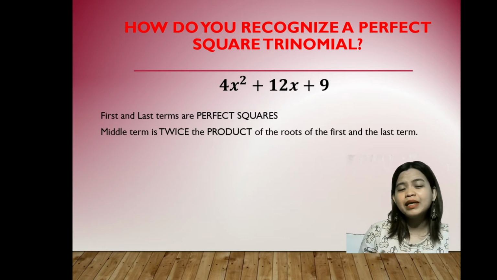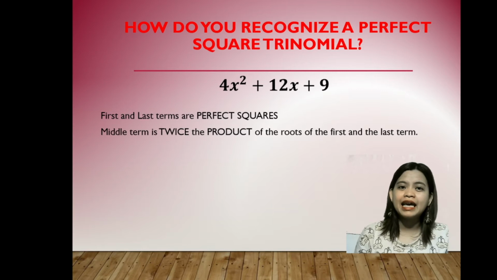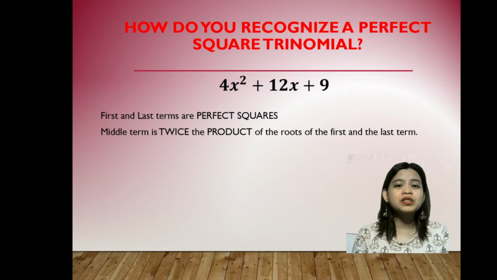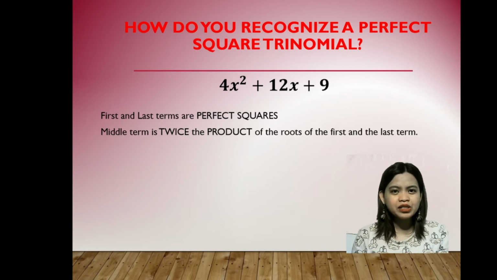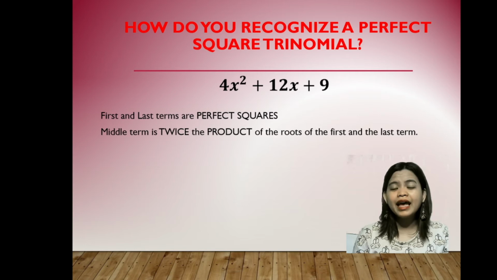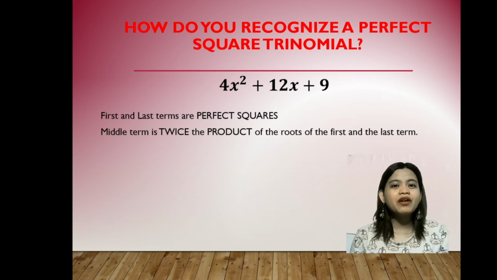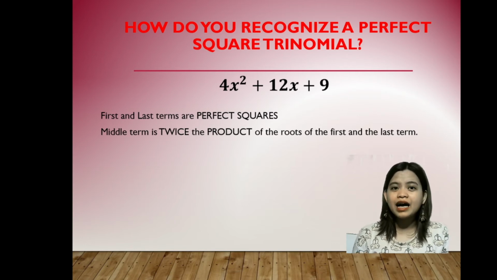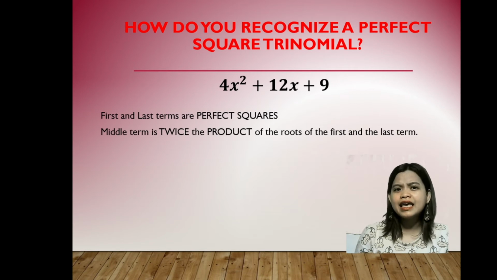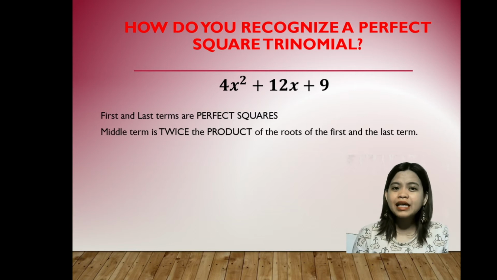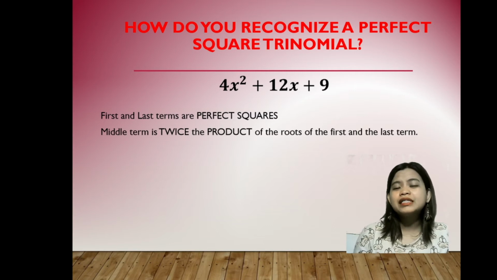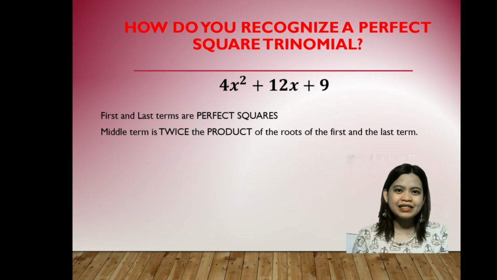Ang ating first term ay si 4x squared at ang last term ay 9. Pareha silang perfect squares. Ngayon naman, si middle term ay galing sa twice the product of the roots of 4x squared and 9. Ang square root ng 4x squared ay 2x. Ang square root ng 9 ay 3. 2x times 3 is equal to 6x. Times 2 is equal to 12x.